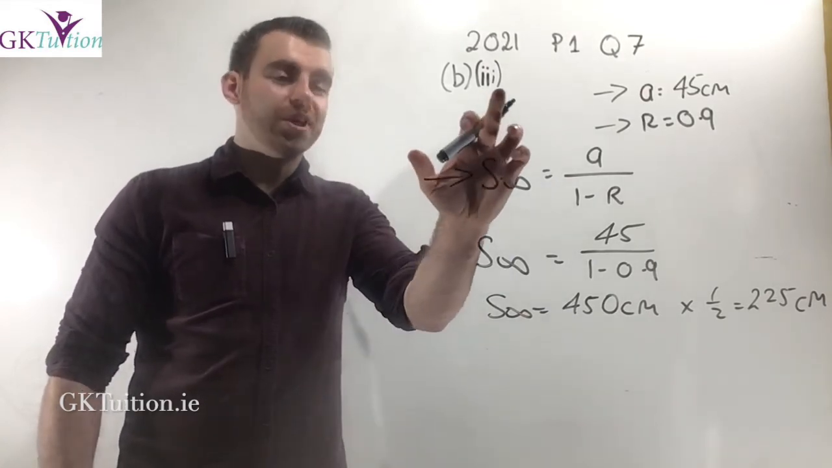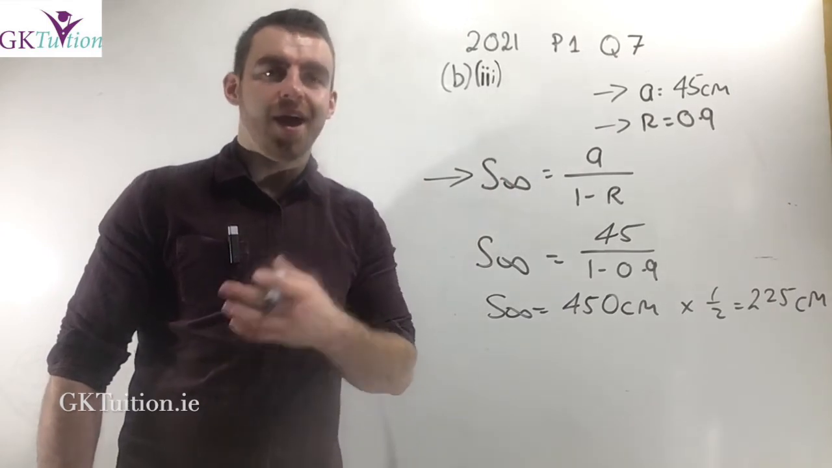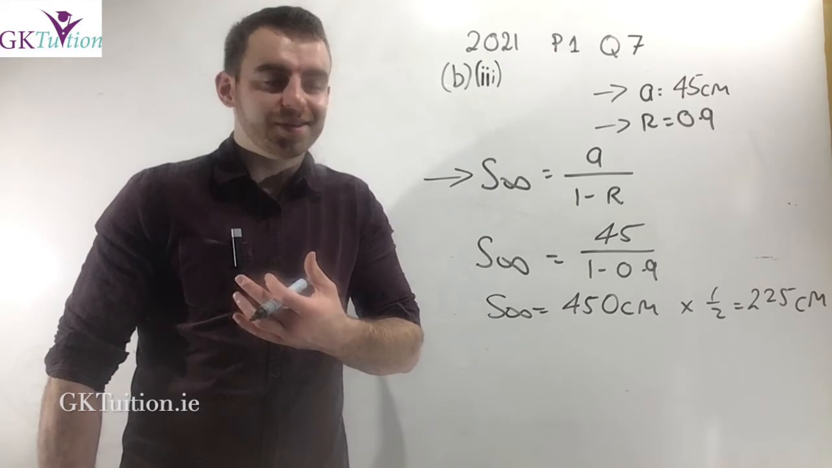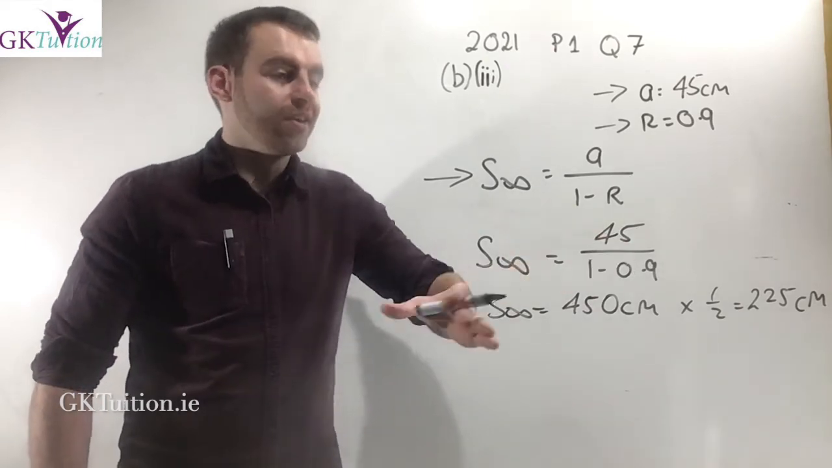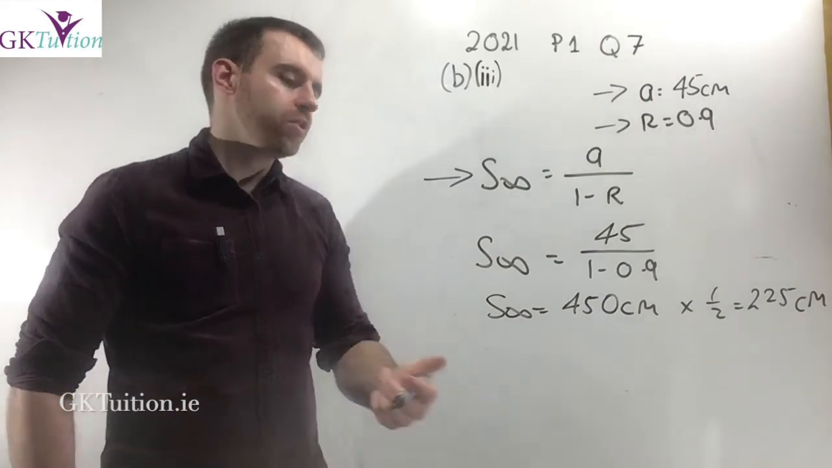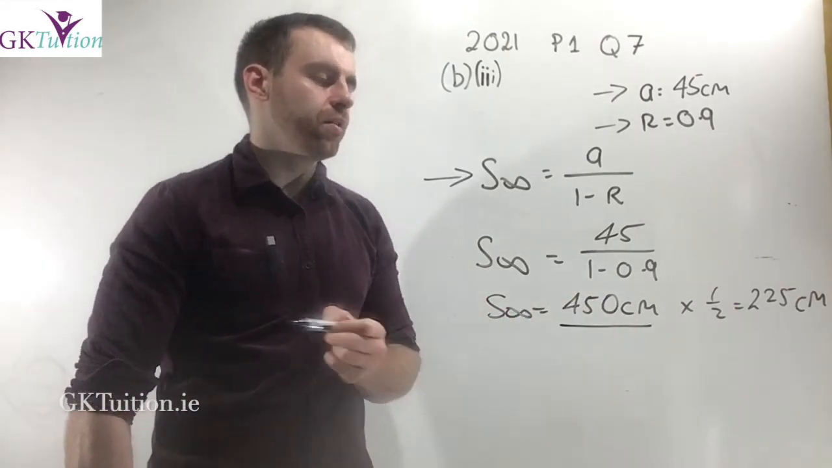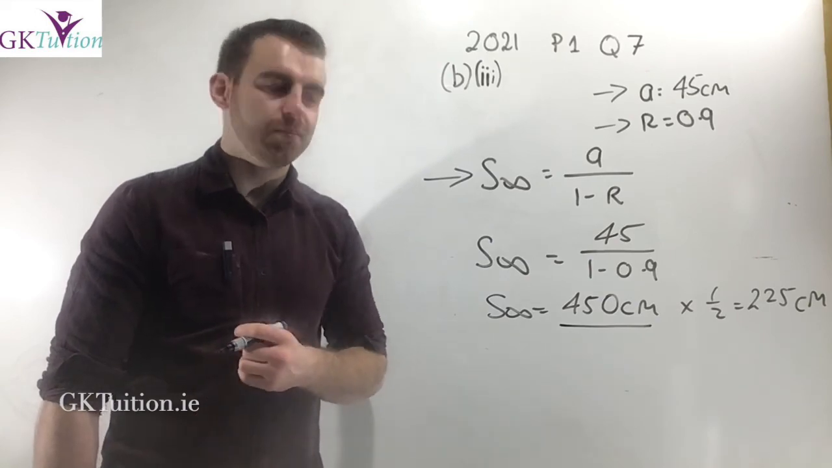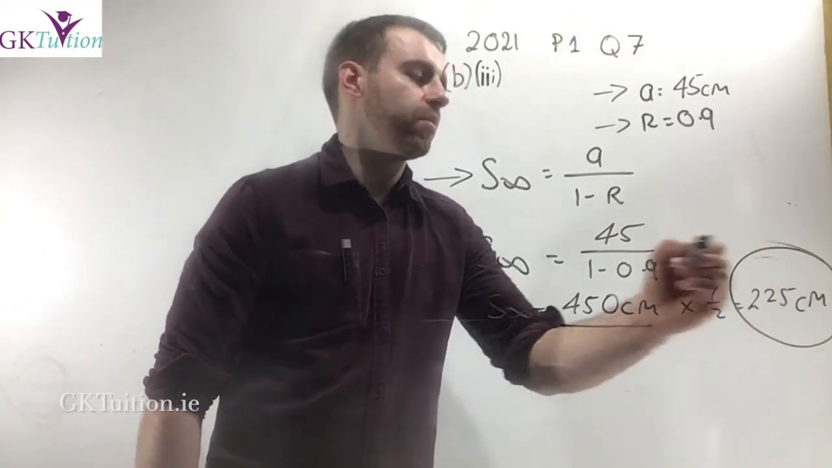But this part of the question asks me for half of the total. I want to know how far it has travelled when it's halfway towards infinity, or halfway as far as it's going to travel. So if S infinity is 450 centimetres, half of that is simply 225 centimetres. And that's your final answer for part 3.